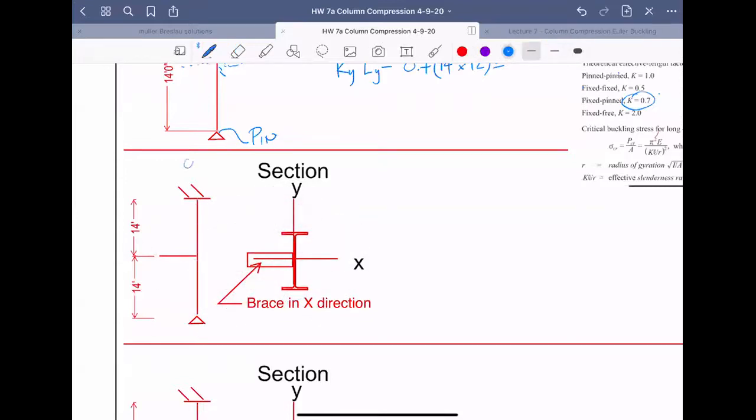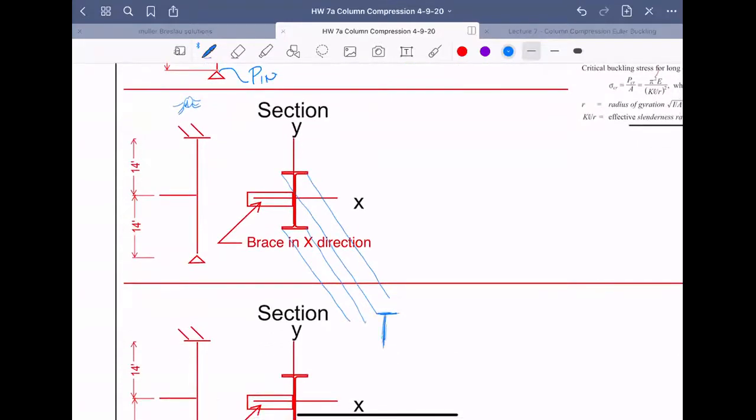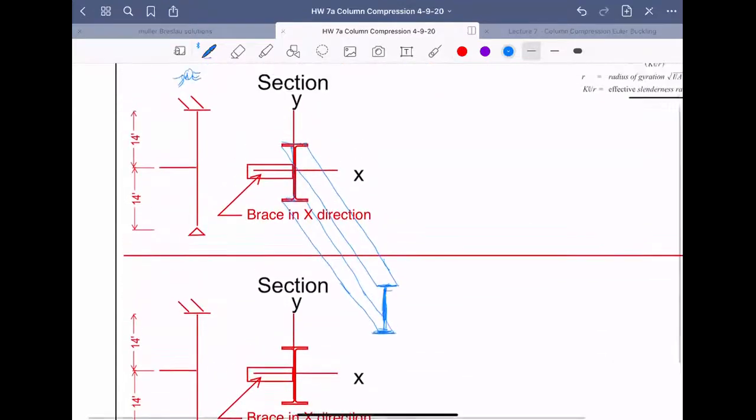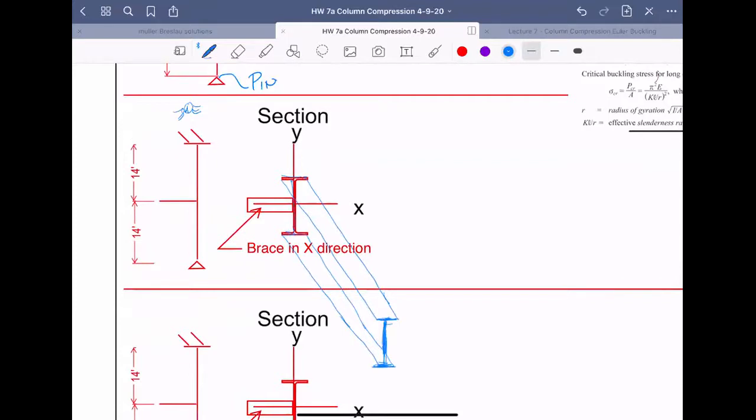If I was to look at it from here, it would look like that. Right, if I'm looking down here, this is the top of my column. That's the bottom of my column. Do you guys see that? I don't know if I'm making it more confusing.